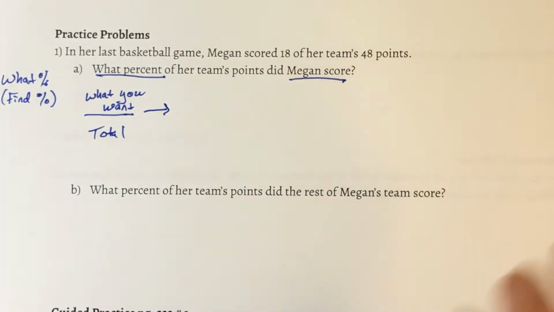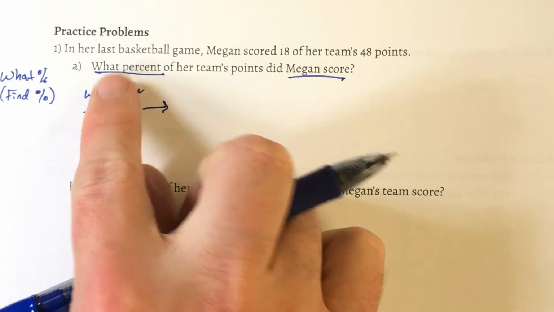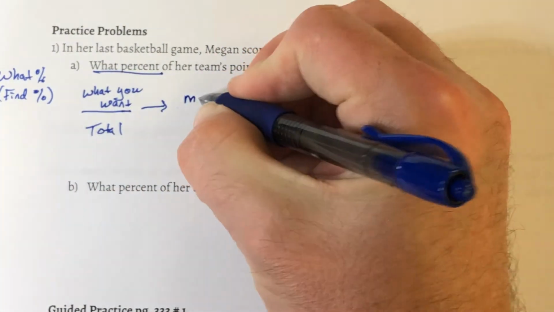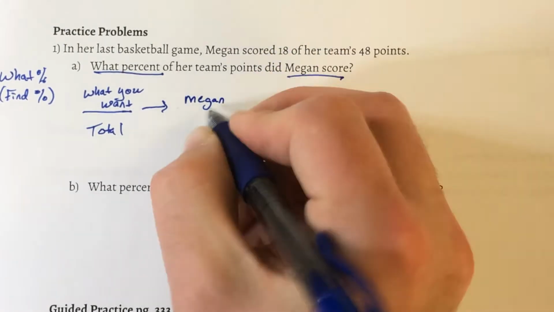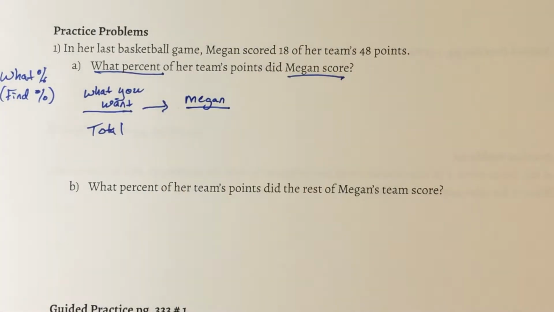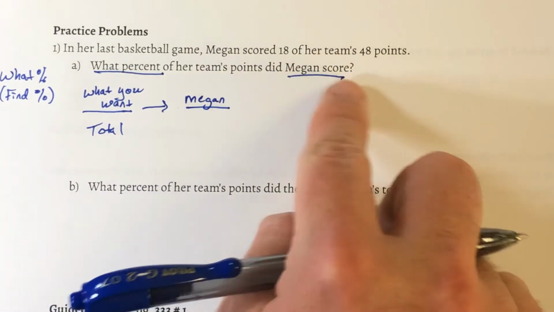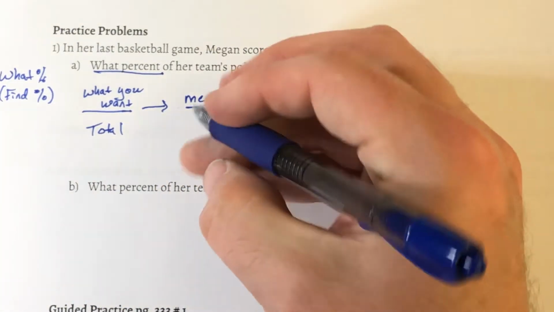So in this question, what do I want to know about? I want to know what percent Megan scored. So what I want is how many points Megan scored. That's the focus of our question. The bottom is our total. Total what? Well, they're scoring points. So I want the total points.